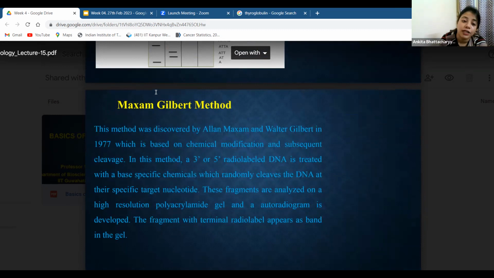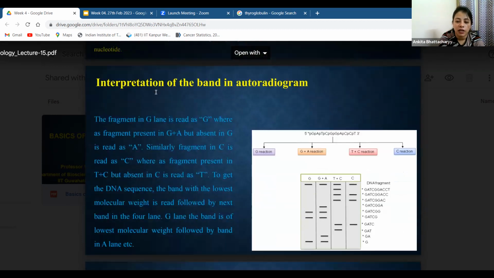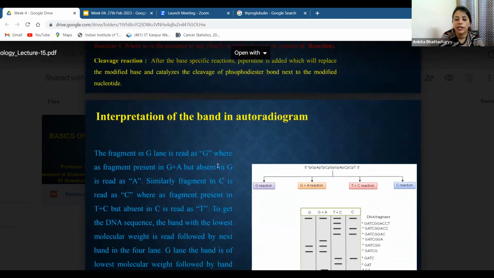And then we have the Maxam-Gilbert method, which is a completely different approach to go about it. There we rely on chemical modifications and the follow-up cleavage. So here we have different sorts of treatments. Yeah, here we can see.